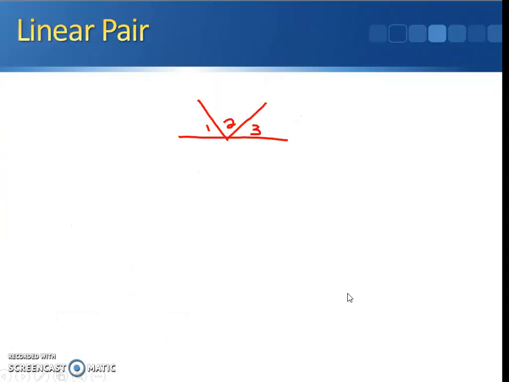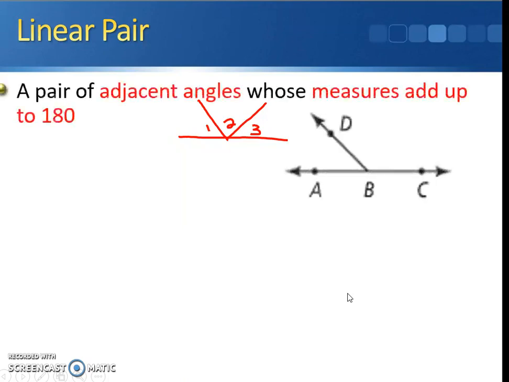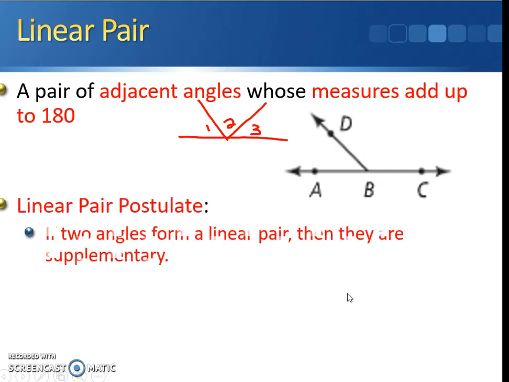Next up is linear pair. Linear pair means a pair of adjacent angles, which means right next to each other, whose measures add up to 180. So any angles that are right next to each other and are 180 degrees, we call them linear pairs. So linear pair postulate is if two angles form a linear pair, then they are supplementary. So right here you have angle ABD, CBD. These two angles are right next to each other, and they make up to be 180 degrees.